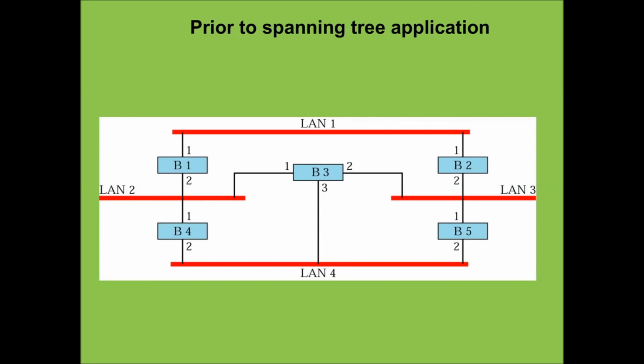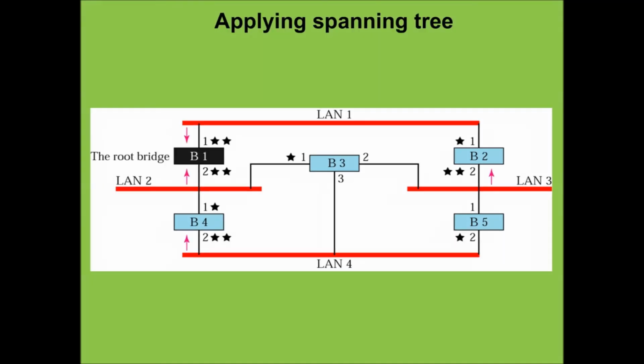Prior to spanning tree application, over here you can see LAN 1, LAN 2, LAN 3 and LAN 4, and there are different bridges, bridge 1, bridge 2, bridge 3, bridge 4, bridge 5. So this is a simple scenario of a local area network in which there are different LANs and there are different bridges. So in the next slide we will see how STP is implemented.